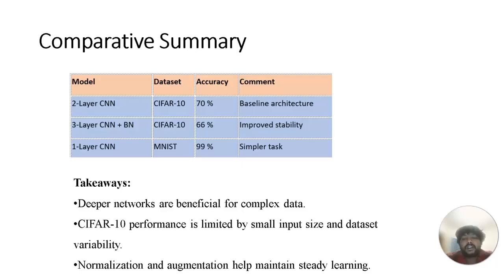Even if it doesn't skyrocket the headline accuracy, normalization and augmentation help maintain steady learning of deeper networks on complex data, and they can change with the variability of the dataset.